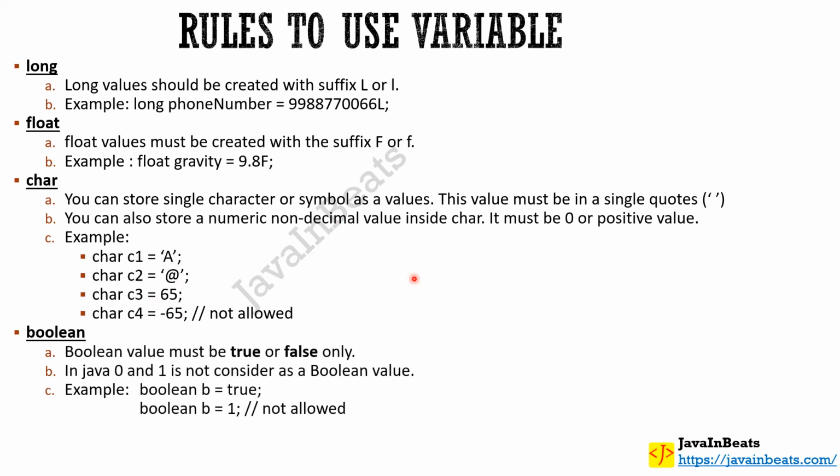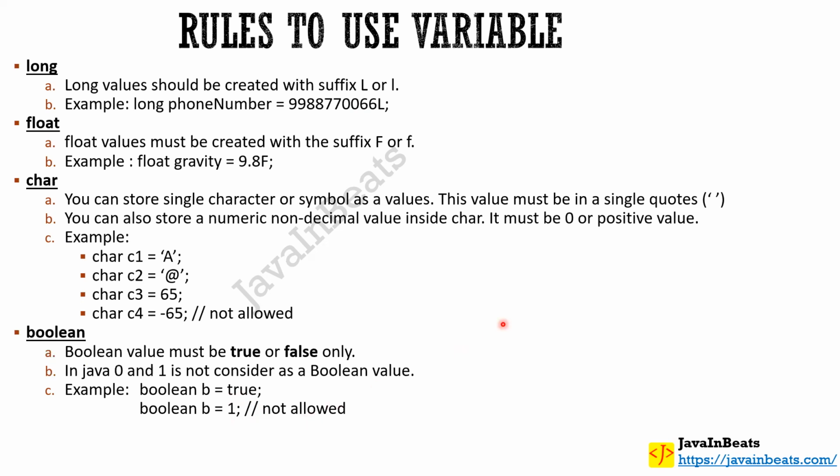The next is Boolean. In a Boolean, as we discussed, only true and false values are allowed. When you use it in your program, your value has to be true or false only, and 0 and 1 are not allowed. These are some rules which you have to remember while creating a variable.